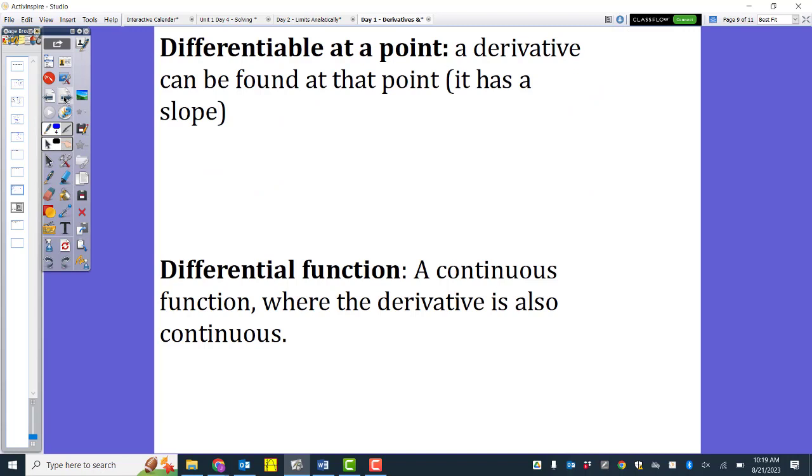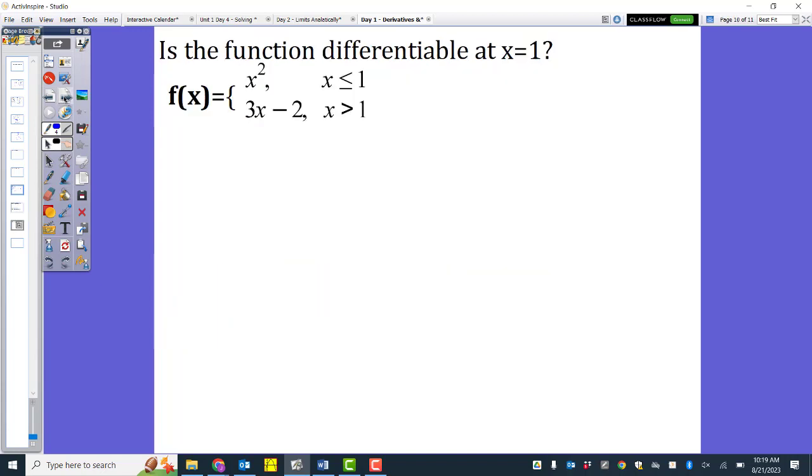Next is the definition of differentiable. So differentiable at a point means the derivative can be found at that point. It has a slope. Differentiable function means that it is a continuous function where the derivative is also continuous. So where the derivative exists at all points. That leads us into this problem right here. Is this function differentiable at x equals 1?